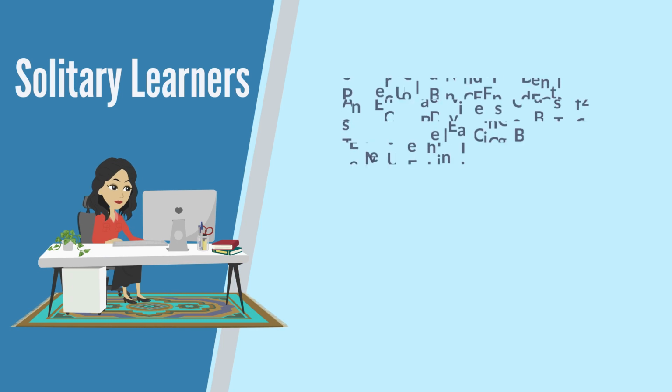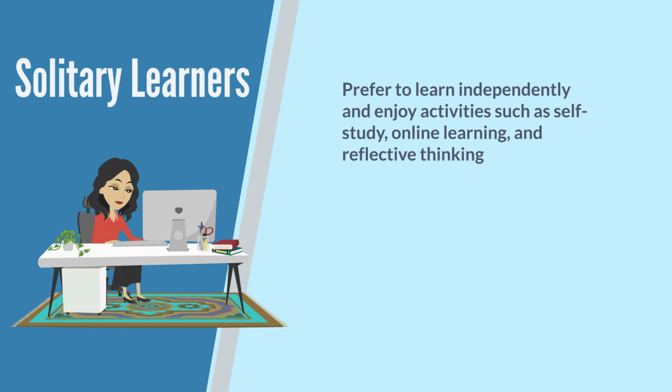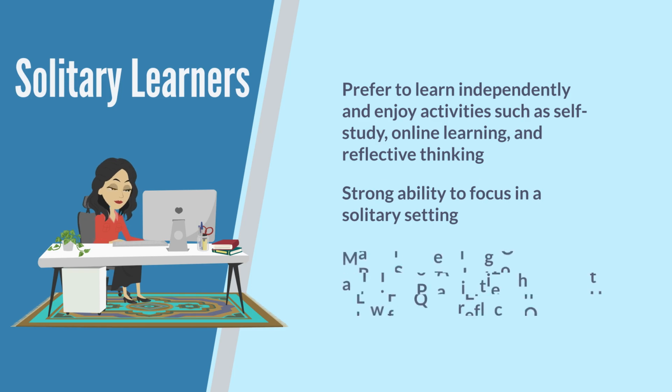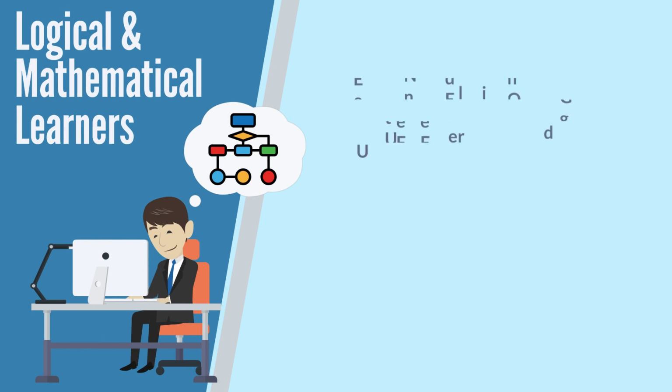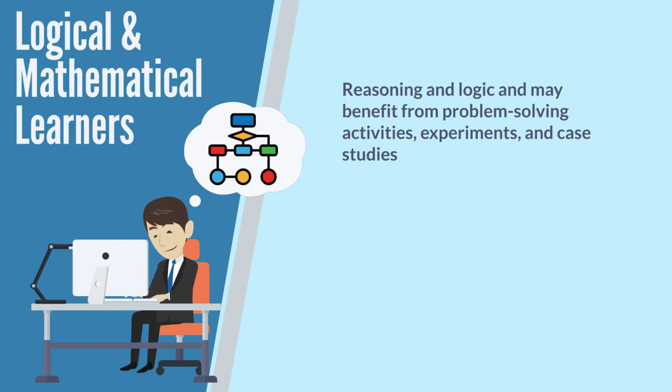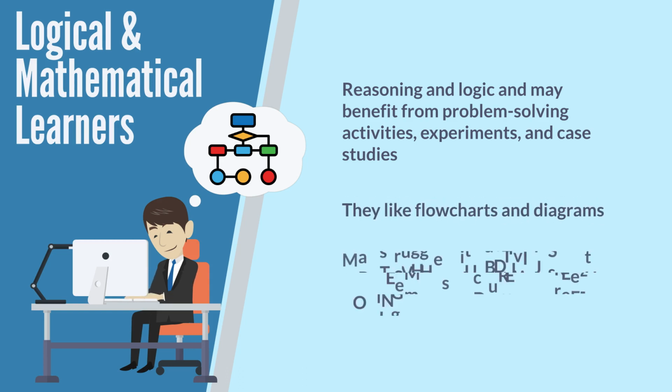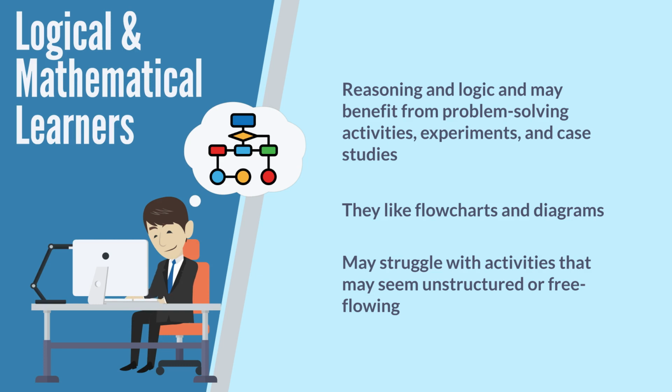Solitary learners prefer to learn independently and enjoy activities such as self-study, online learning, and reflective thinking. They have a strong ability to focus in a solitary setting. However, they may struggle with group activities or activities that do not allow for quiet reflection. Next, logical and mathematical learners prefer to learn through reasoning and logic, and may benefit from problem-solving activities, experiments, and case studies. They like flowcharts and diagrams. They may struggle with activities that may seem unstructured or free-flowing.